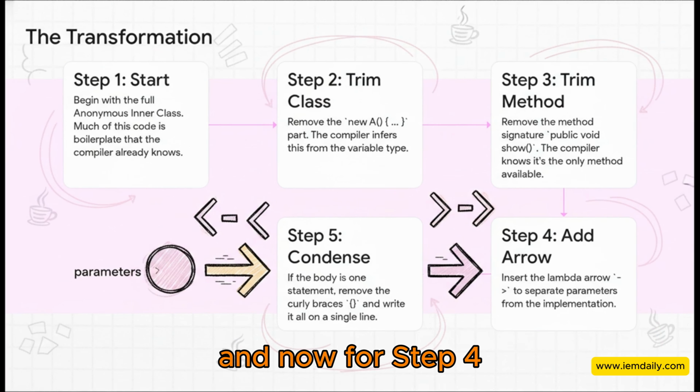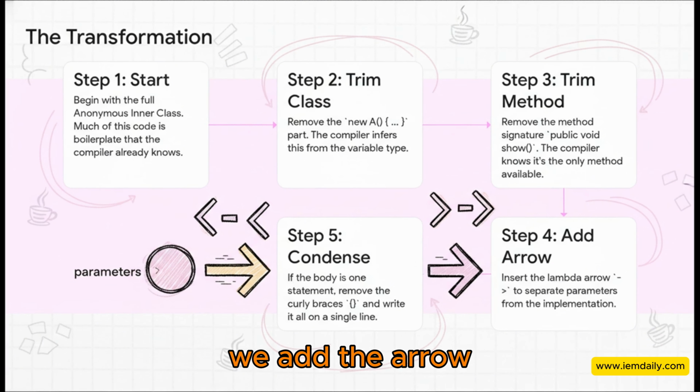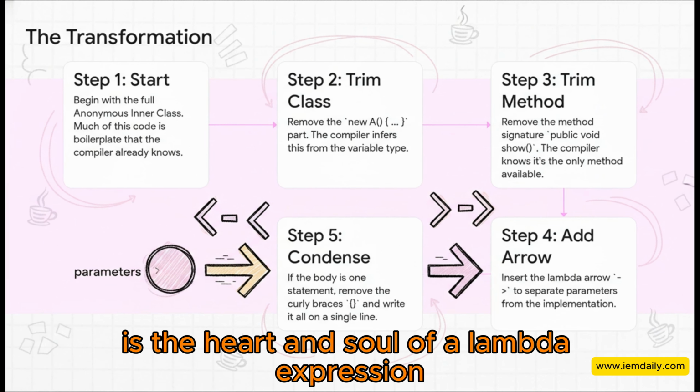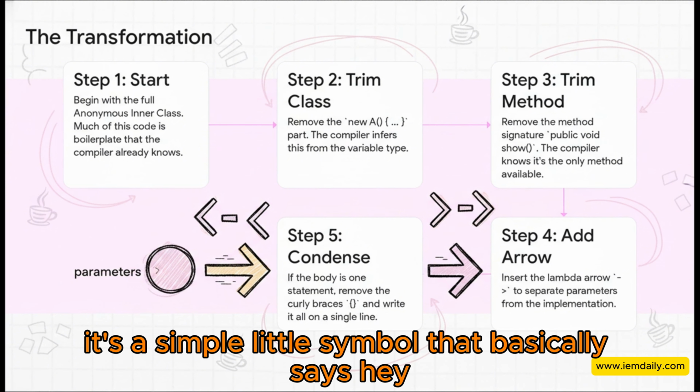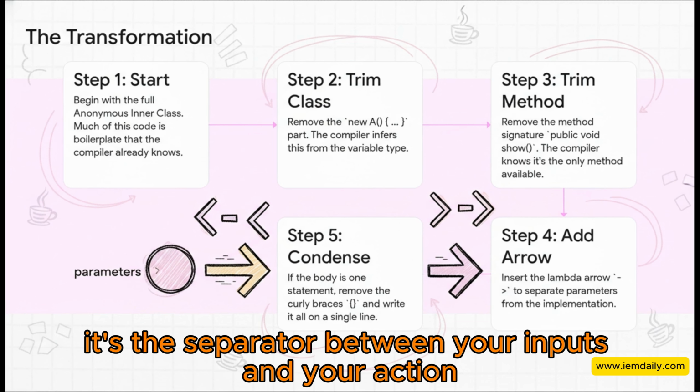And now for step 4. This is the moment it actually becomes a Lambda. We add the arrow. It's just a dash and a greater than sign. But this little arrow is the heart and soul of a Lambda expression. It's a simple little symbol that basically says, hey, take the parameters on the left and use them to do the stuff on the right. It's the separator between your inputs and your action.